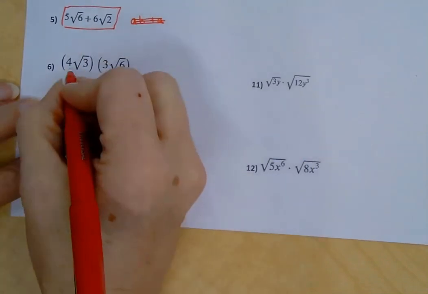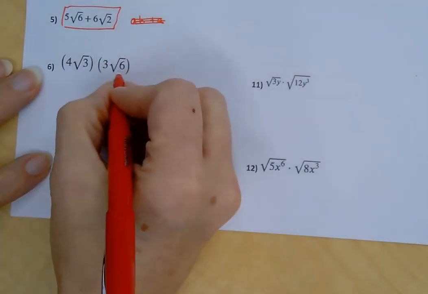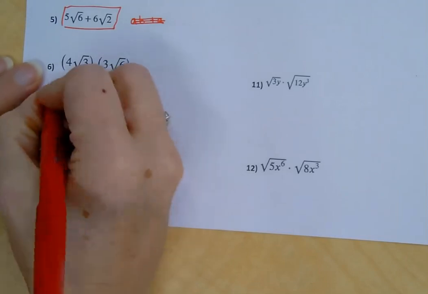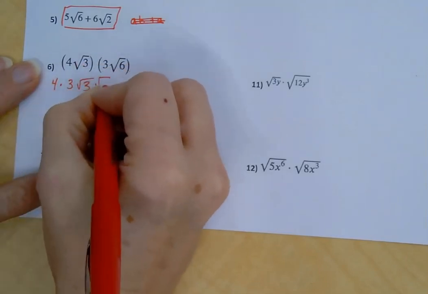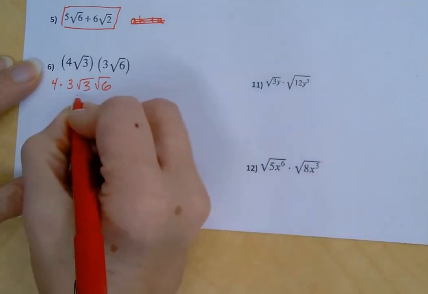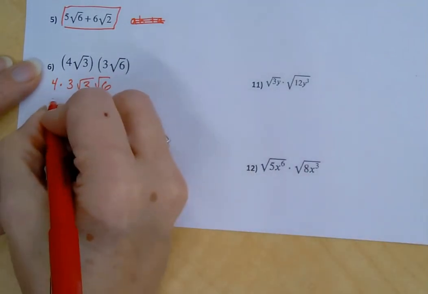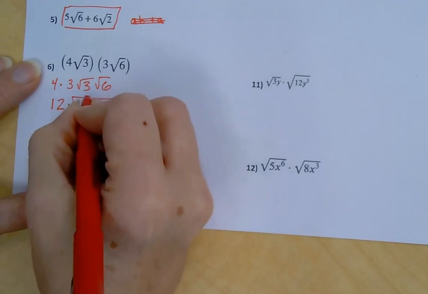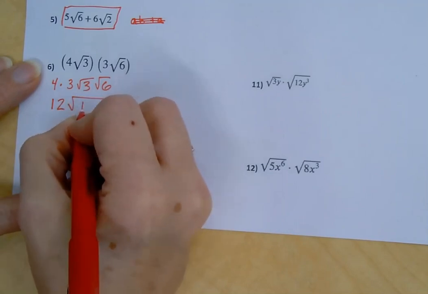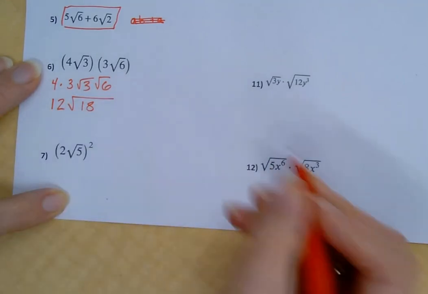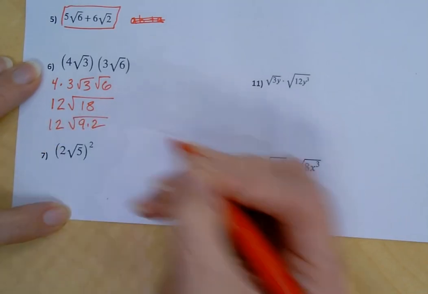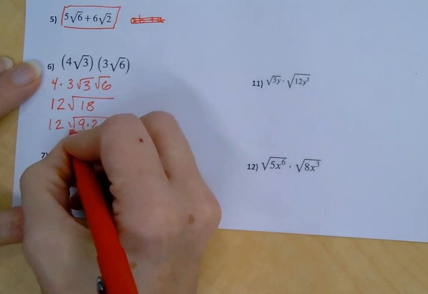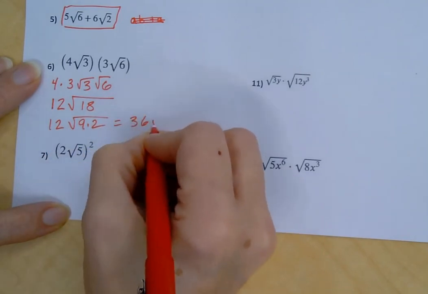Multiplying. So I have 4 times the square root of 3 times 3 times the square root of 6. With the commutative property, I can rewrite that as 4 times 3 times the square root of 3 times the square root of 6. And then with my product rule, I can rewrite that as 12 times the square root of 3 times 6 under the same radical, which is 18. But I know that that is 12 times the square root of 9 times 2. Square root of 9 is 3, so I'm going to have 36 roots of 2.